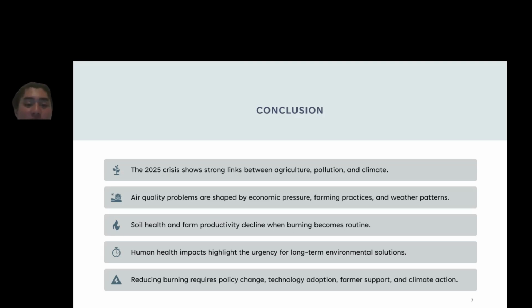For long-term improvement, countries needed stronger policies, better agricultural equipment, and support for farmers so burning is no longer the easiest option. This crisis is a clear reminder that environmental issues are complex and often spread across borders.